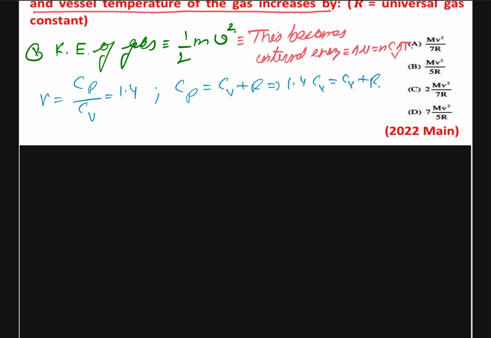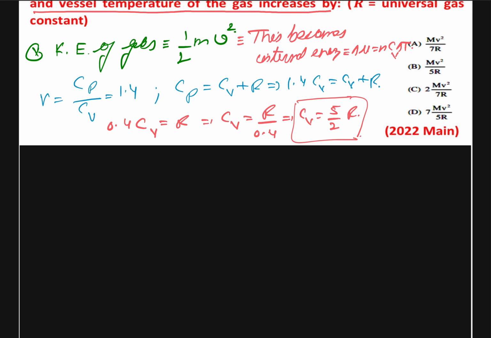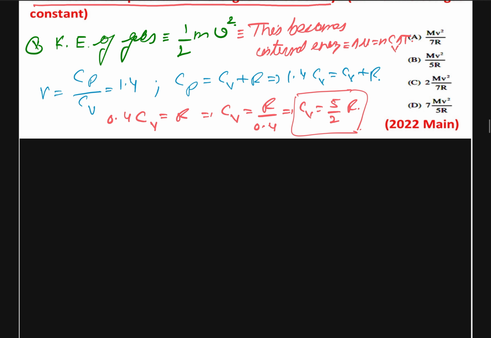So 0.4 times C of V is equal to R. Therefore, C of V is equal to R upon 0.4, which gives us that C of V will be equal to 5/2 times R. And so according to conservation, we can just equate them. So half m v square is equal to n C of V times delta T, and n is our number of moles.